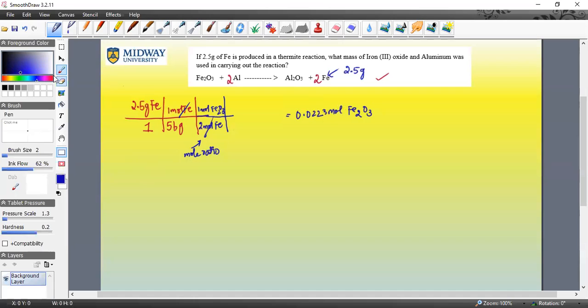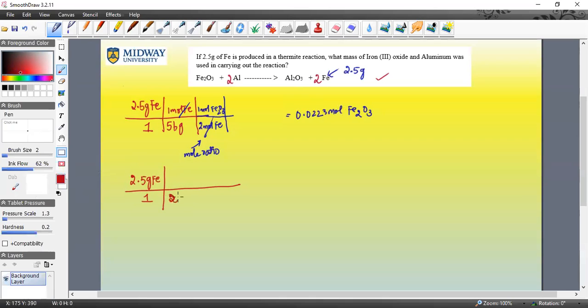All right, we're going to do the same this time for the second reactant, which is aluminum. So we're again going to start with 2.5 grams of iron, and that's your given information. So to complete the problem, we'll just put a 1. And the molar mass of aluminum, I believe, what did I say, 27? I think I said 27.